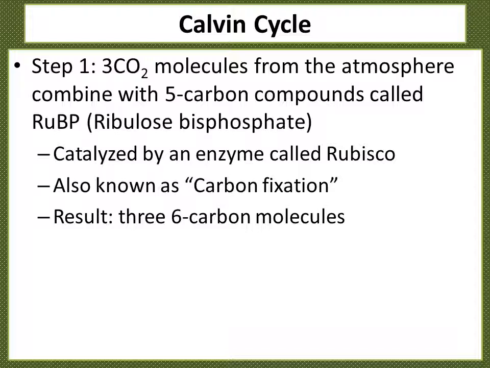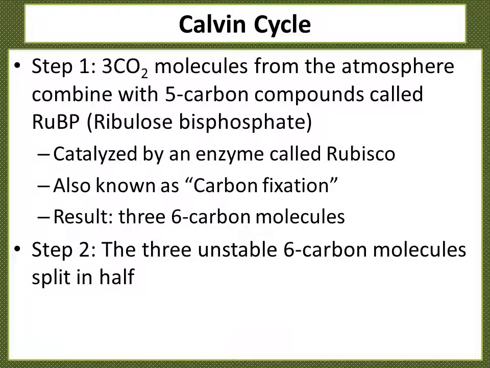So this doesn't mean that there are 6 little molecules of carbon. That means that there are 3 big molecules each made of 6 carbons. Let's review this again. Carbon dioxide comes from the air, 3 of them. They combine with RUBP, 3 of them. This is called carbon fixation and catalyzed by Rubisco. And what results from this are 3 6-carbon molecules. Again, 3 large molecules made of 6 carbons each.